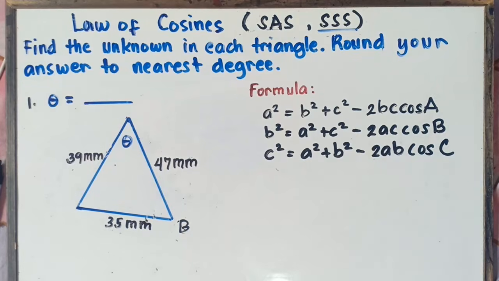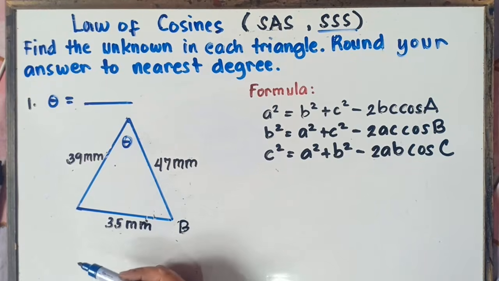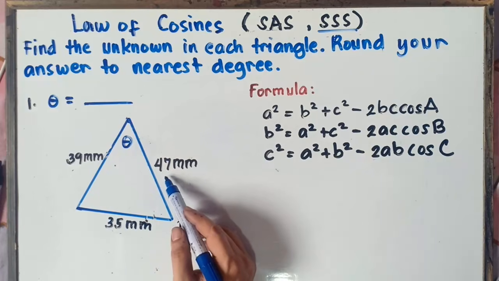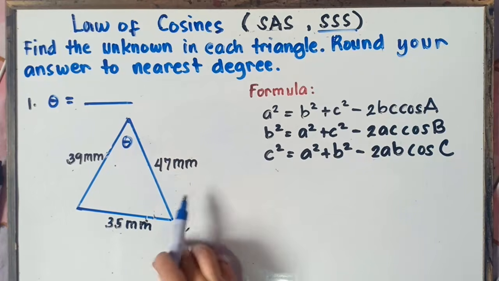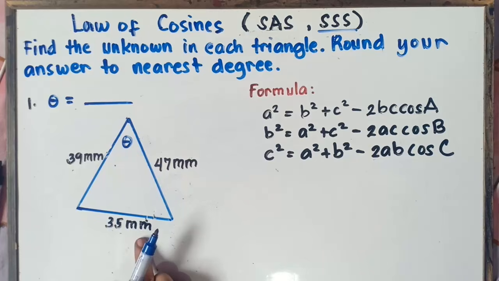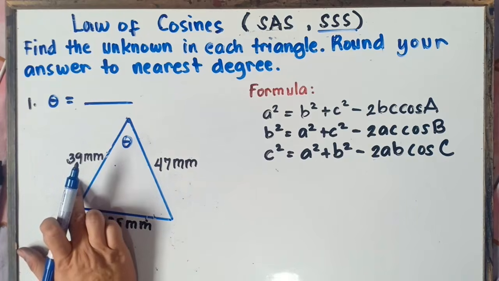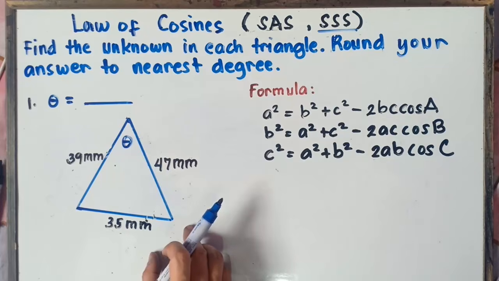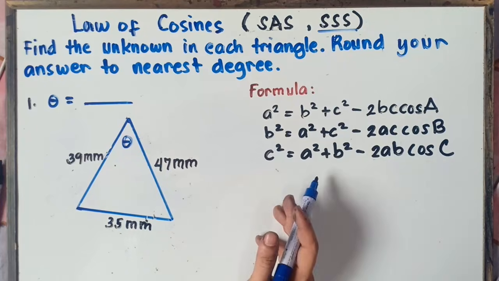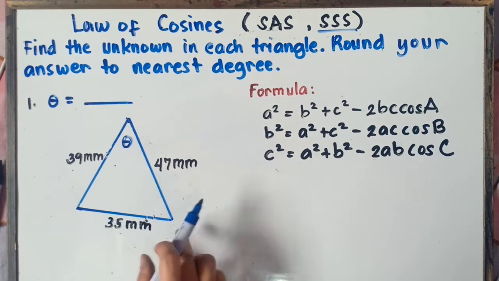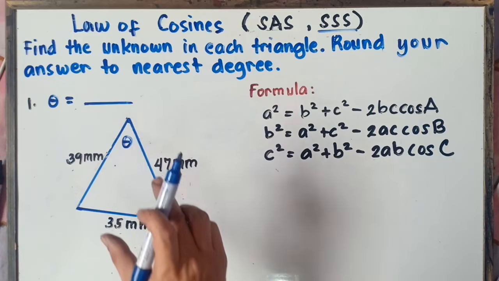So let's start with example number 1. We're told to find this theta. We have given this side, 47 millimeters, and this side, 35 millimeters, and this side, 39 millimeters. Now, the problem with regards to number 1 is that we don't have the values of A, B, and C. So we assume any letters for angle A, angle B, and angle C.